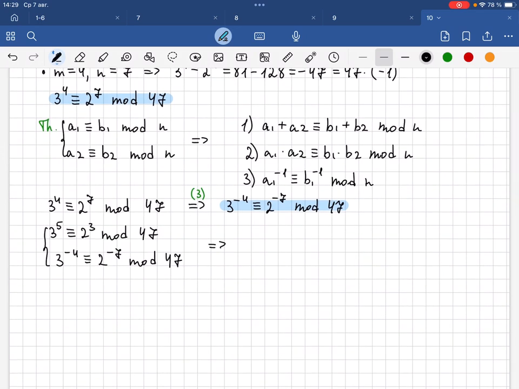So we used our first equality and this last one, and we will use the property number 2. So 3 to the power of 5 multiplied by 3 to the power of minus 4 equals 2 to the power of 3 multiplied by 2 to the power of minus 7 mod 47, which will give us that 3 is equal to 2 to the power of minus 4 mod 47.